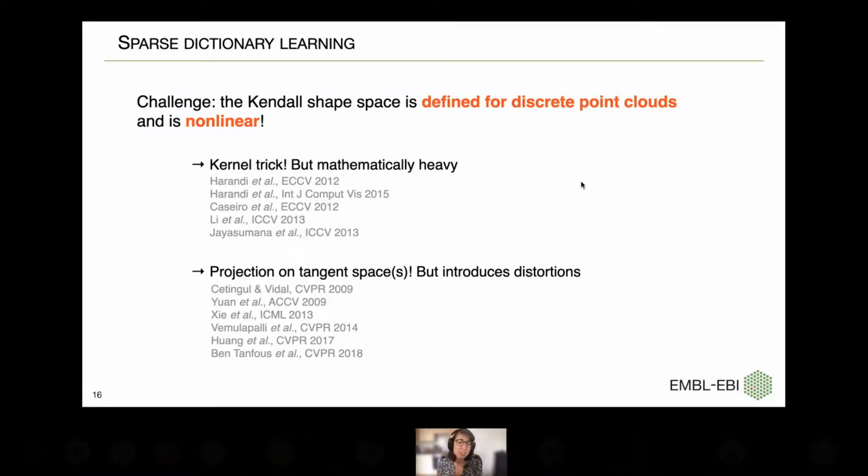So what we've done in this work essentially is to first propose a Kendall shape space construction that allows us to consider both landmark type of data, so the classical type of data used for shape analysis, and the geometrical models, and I'll explain that in a second. And this actually allows us to propose a simple and mathematically light formulation for sparse dictionary learning on these sorts of Kendall shape structures.